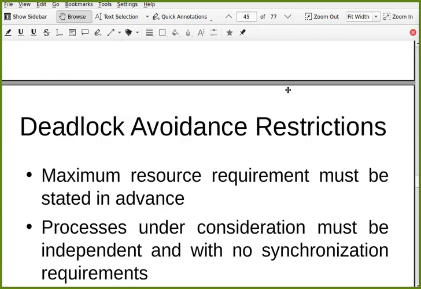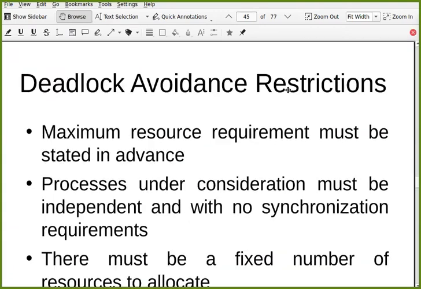Okay, but what are the restrictions? If you use deadlock avoidance, then what are the restrictions? Of course, there are a few assumptions we had when we discussed deadlock avoidance. For example, maximum resource requirement must be stated in advance.